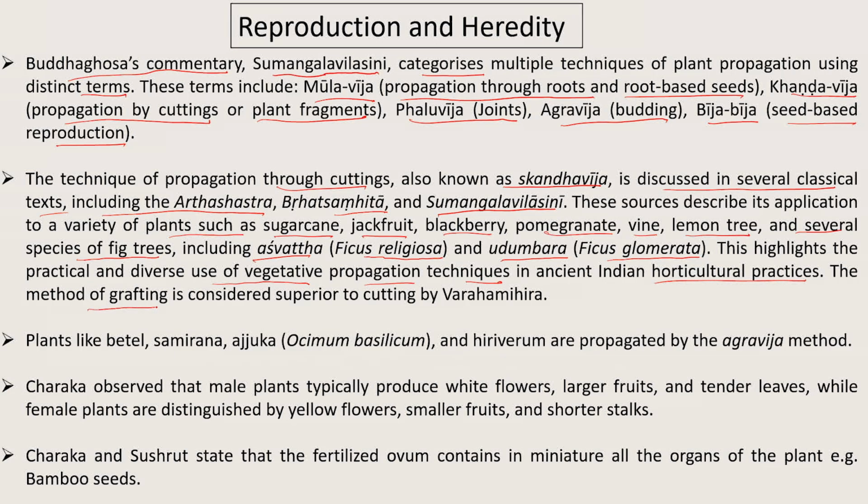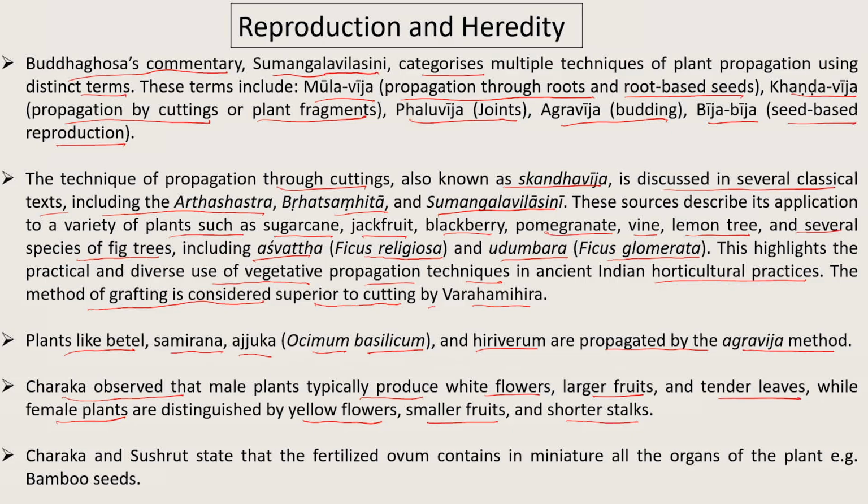The method of grafting is considered superior to cutting by Varamihir. Plants like betel, samirana, ajuca, ocimum basilicum and hiriverum are propagated by the Agravij method. Charak observed that male plants typically produce white flowers, large fruit and tender leaves, while female plants are distinguished by yellow flowers, smaller fruit and shorter stalks.